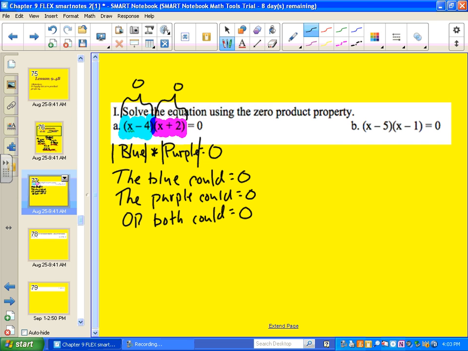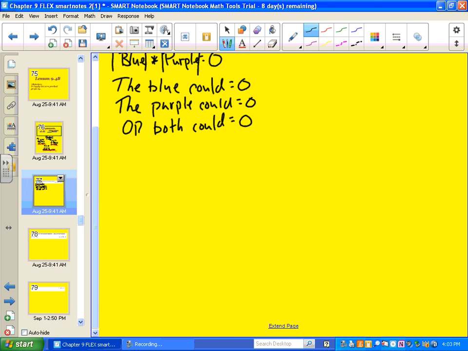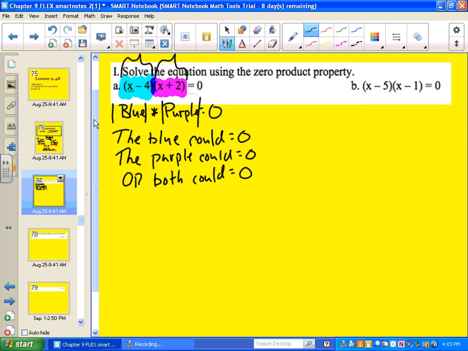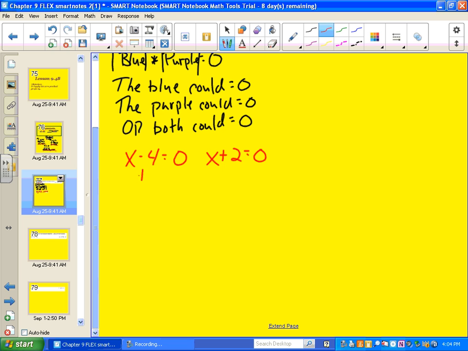Since we don't know which one could equal 0, we're going to set them both equal to 0 and solve for x. So we're going to set this x minus 4 equal to 0. And then we're going to set x plus 2 equal to 0. So we add 4 to both sides, and we get x equals 4. We subtract 2 from both sides, and we get x equals negative 2. So here, we get two answers for x.